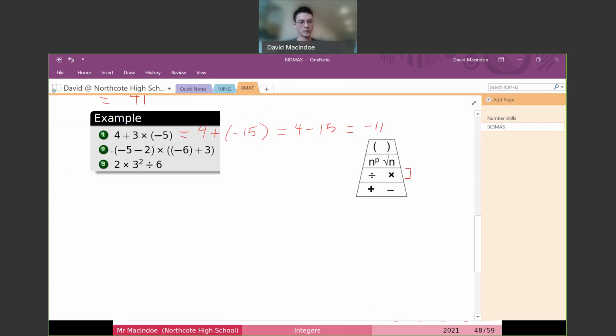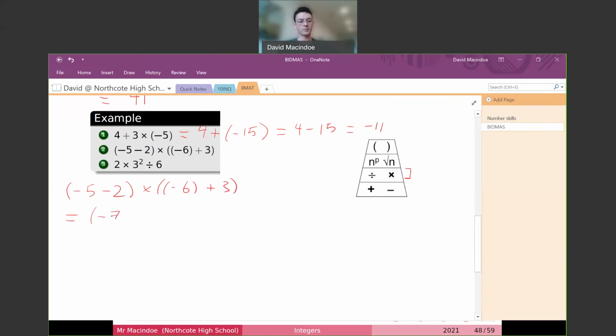All right, with this second one, I might just rewrite it because there's not much space there. So we've got minus 5, take 2 in brackets, times another set of brackets with negative 6 plus 3. All right. Then on the next line, I put an equal sign. So we do the brackets first. What I could do is go, right, minus 5, take 2.